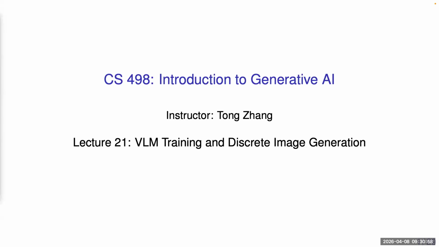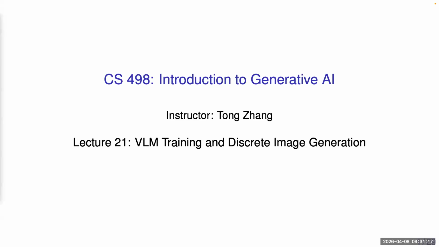So that's the advantage. But if you want to do more things with images, then you need to integrate the image with an LLM. So this becomes a visual language model, VLM. This is for image understanding.